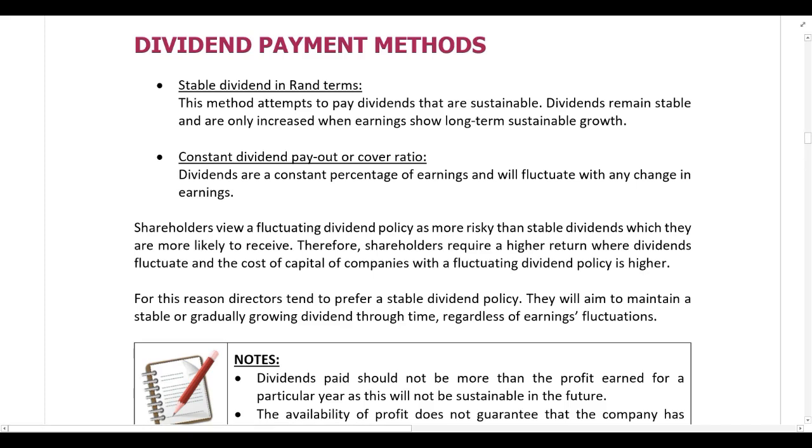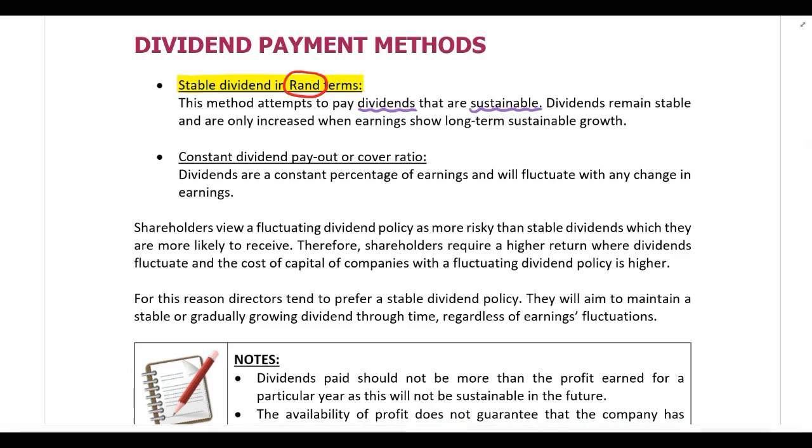Then if we look at the different dividend payment methods, companies can either have a stable dividend in rand terms. So guys, if it's stable in rand terms, that means the rand amount remains constant. So let's say, for example, we have a company that pays dividends of 100,000 rand every year. So the 100,000 rand is a stable dividend in rand terms. So this method attempts to pay dividends that are going to be sustainable. They don't want a situation where they have to drop the dividend below 100,000 rand.